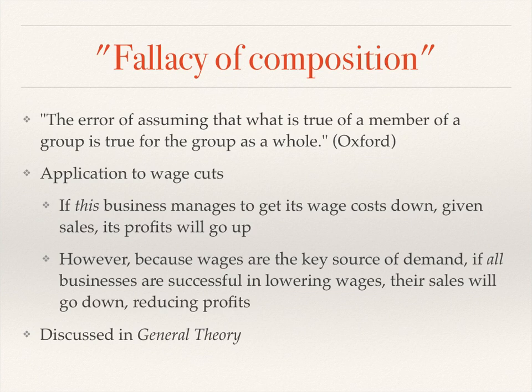So if every business tries to cut its wage costs at the same time, they may succeed in cutting their wage costs, but they won't succeed in increasing their profits because workers won't have as much to buy stuff with. So he discusses this in the General Theory, which he published in 1937, I believe it was. Might have been 1936, one of those 2 years. And we won't focus on it further here, but it continues to be a very important issue that one can't imagine that it's easy to get out of a recession or a depression by making businesses more profitable by cutting wages because of the fallacy of composition problem.